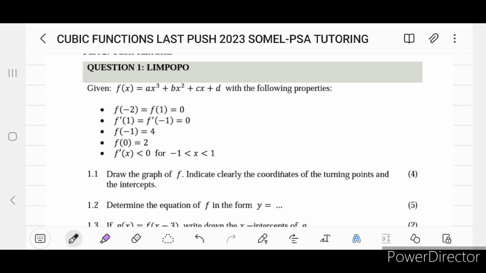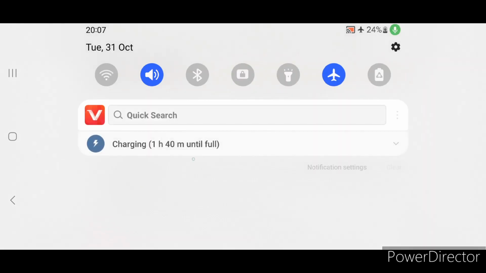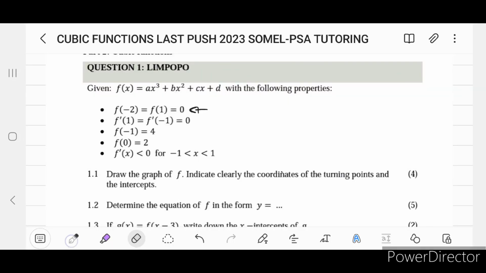Why is it doing this sound? I don't like this sound. Let me do the silent and see if, yeah, I don't have the sound.